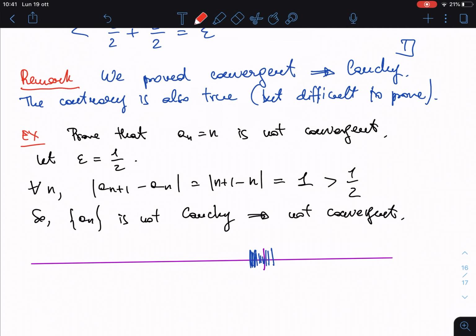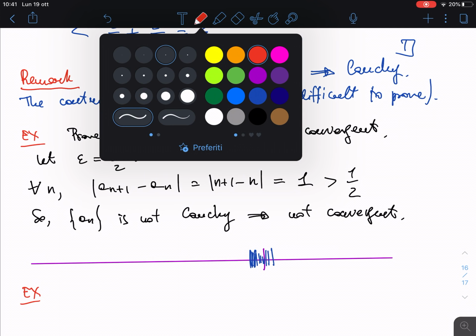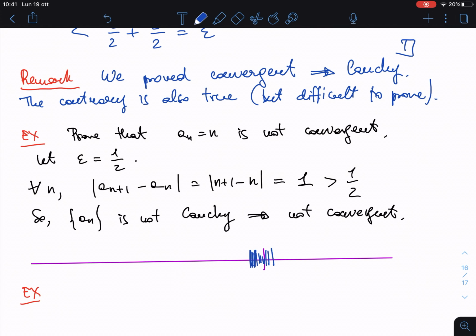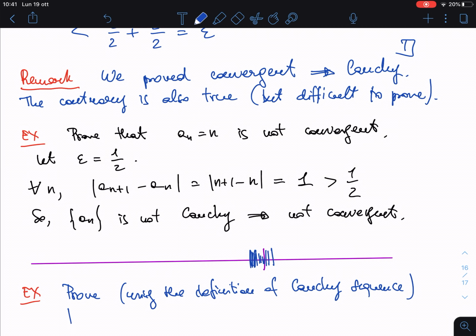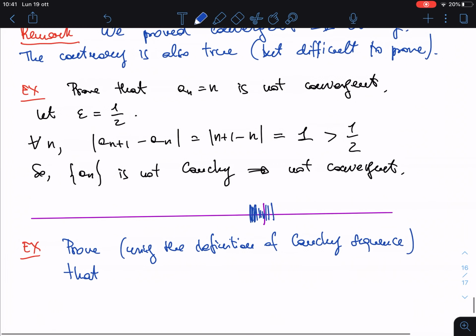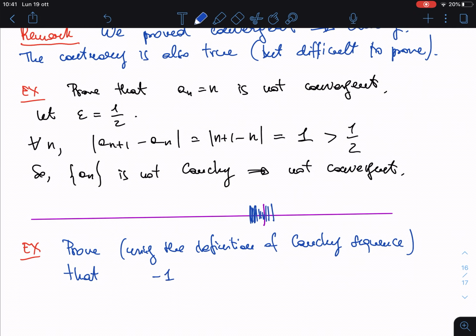Let me give you another exercise. This is just for you. It is very simple. We already proved that, but I want you to prove, using the definition of Cauchy sequence, that minus 1 to the nth power is not convergent.